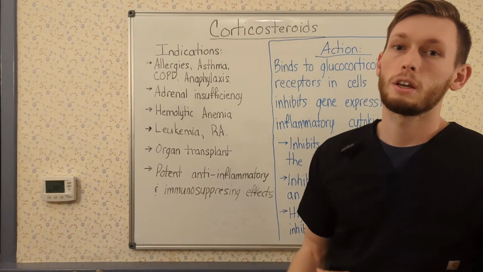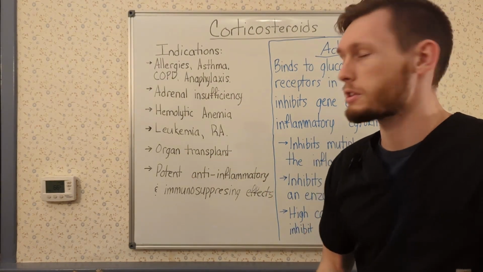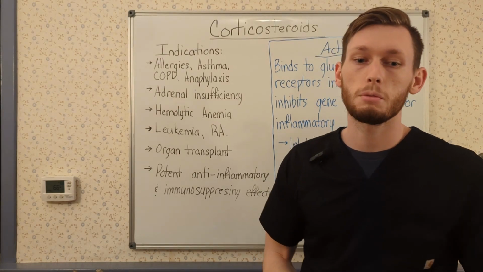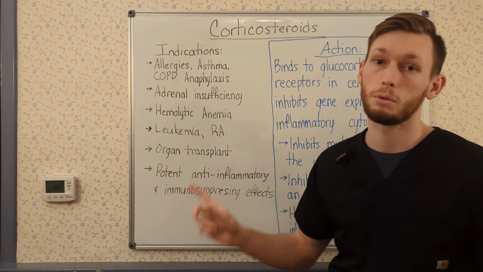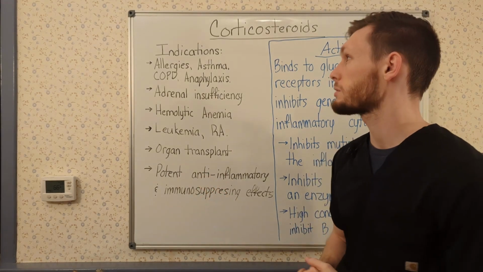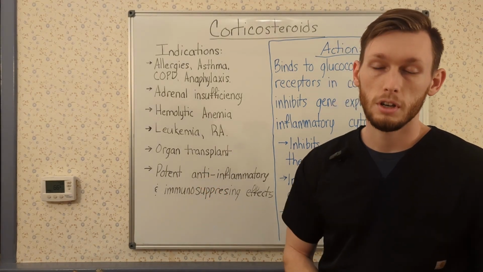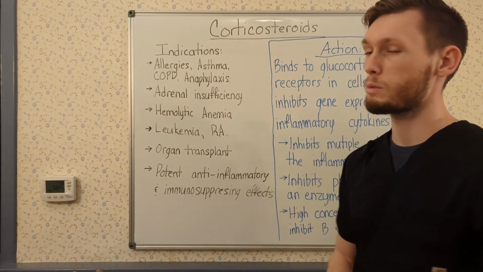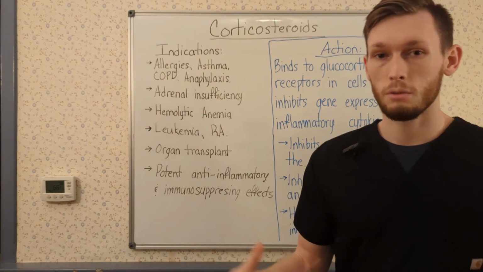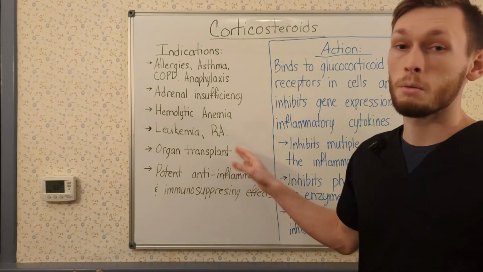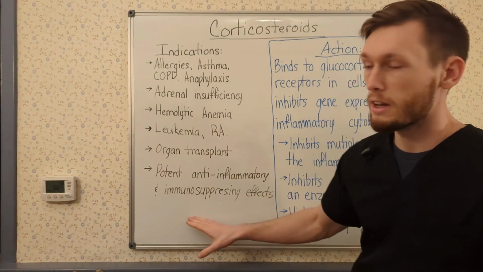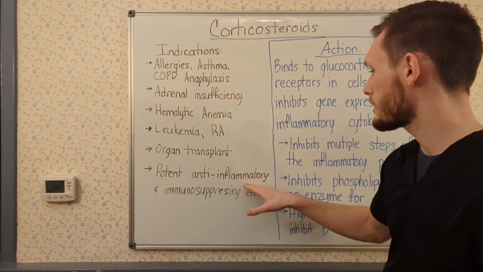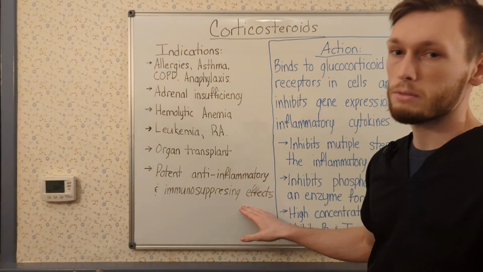Organ transplant. Corticosteroids are going to be given in high doses for organ transplants because we want to inhibit the immune system from rejecting the organ. So anytime you have a patient with any sort of organ transplant, they're going to be on high dose corticosteroids for a long time because we really need the body to not reject the organ. You could see doses of these up to a year long in these patients. And then like I already said, anything where you need anti-inflammatory or immunosuppressing effects. These guys are potent. They will work.